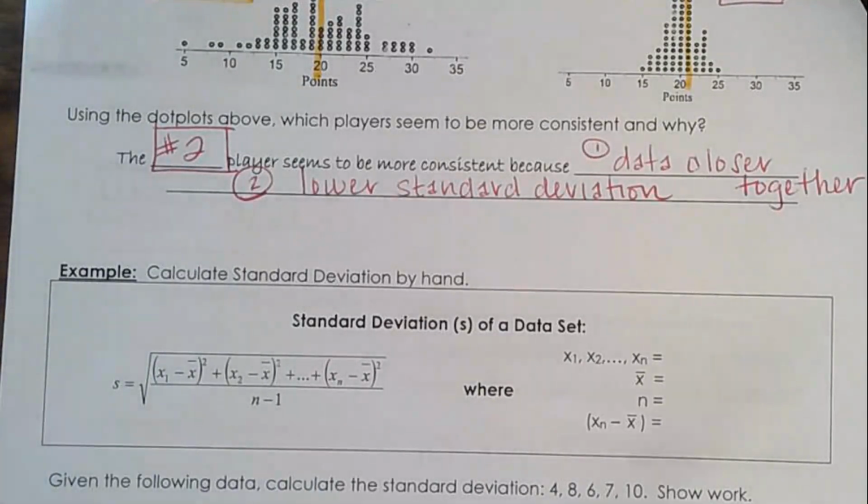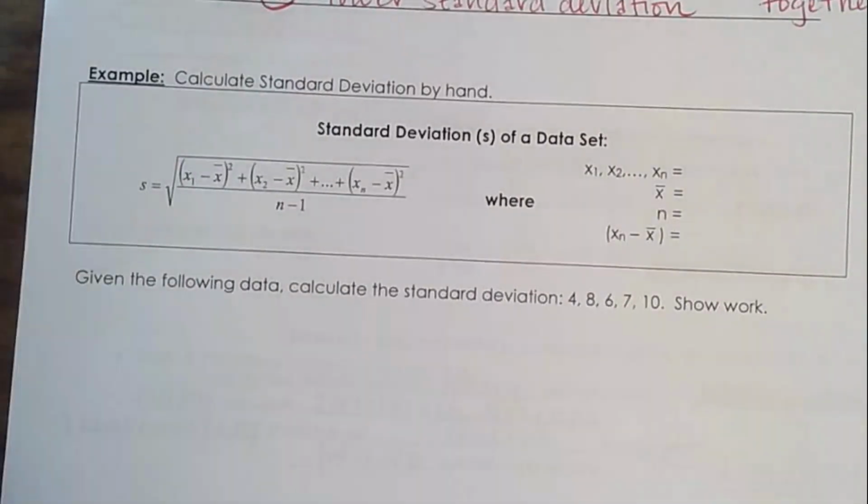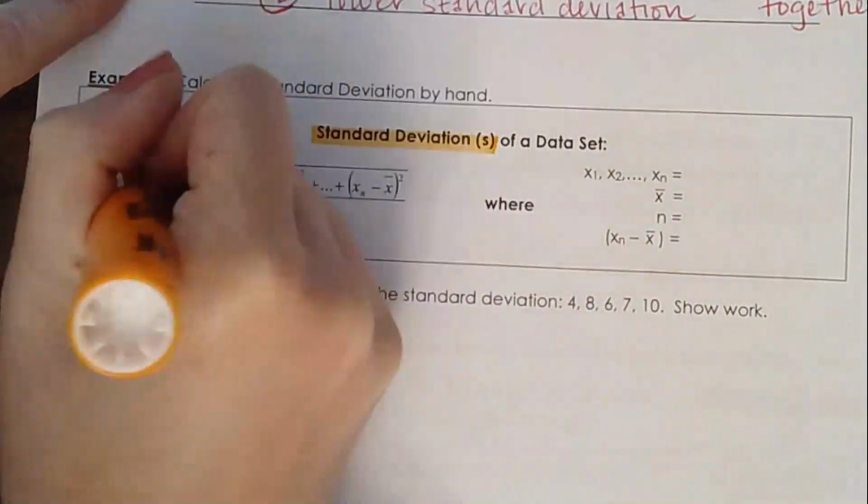Okay, so calculating standard deviation by hand. I'm not going to make you calculate any standard deviations by hand, but I do want you to understand a little bit what goes on with the formula, because then you'll be more likely to understand what standard deviation means. So here's your formula right here. Standard deviation, you guys, is the symbol S. Okay?